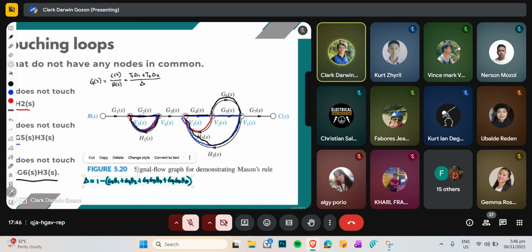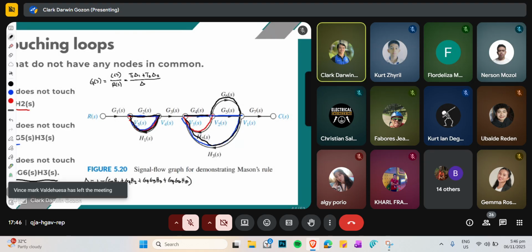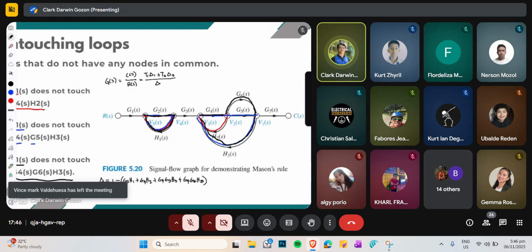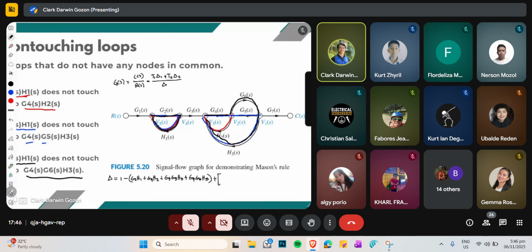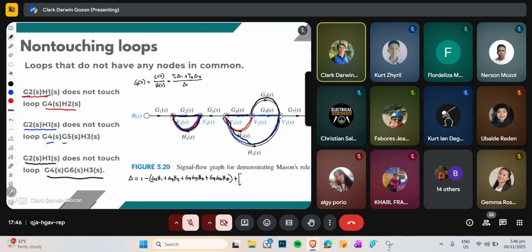These are all the loop gains. Plus the non-touching loop gains. The non-touching loop gains, you just add them, taken 2 at a time. So, plus, it is a long equation.